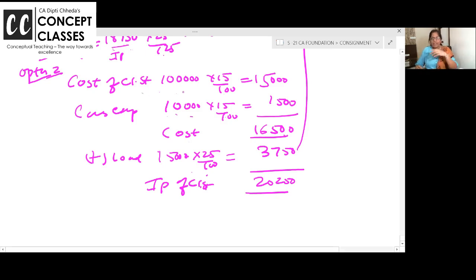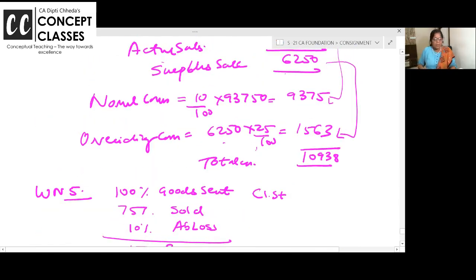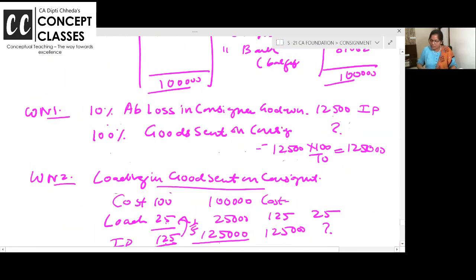My 1 lakh goods at cost, 15% you have. Consigner's expense 15%. Cost is 16,500. But in cost, loading of 2,250 we will write here. Ma'am, 2,250 here or 3,750 here? 16,500 only came, right? Okay. Please make sure that you remember this.